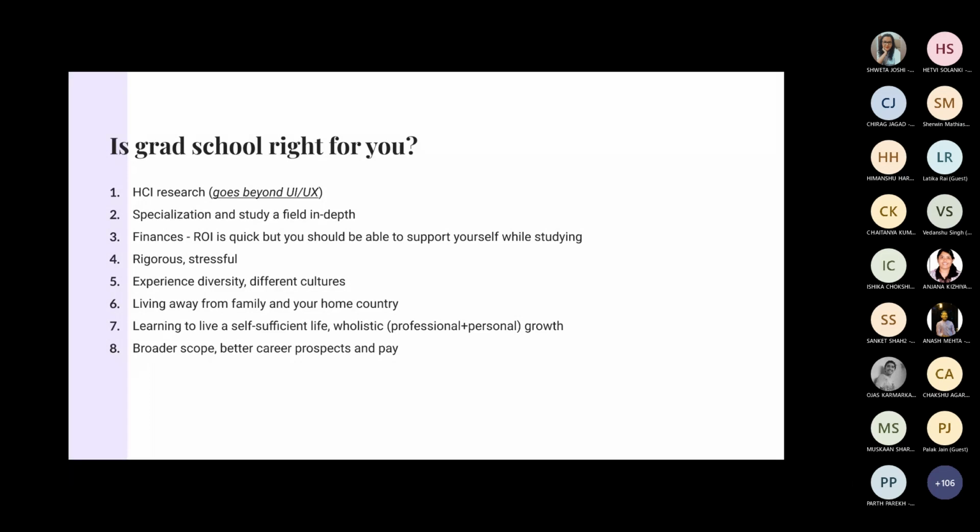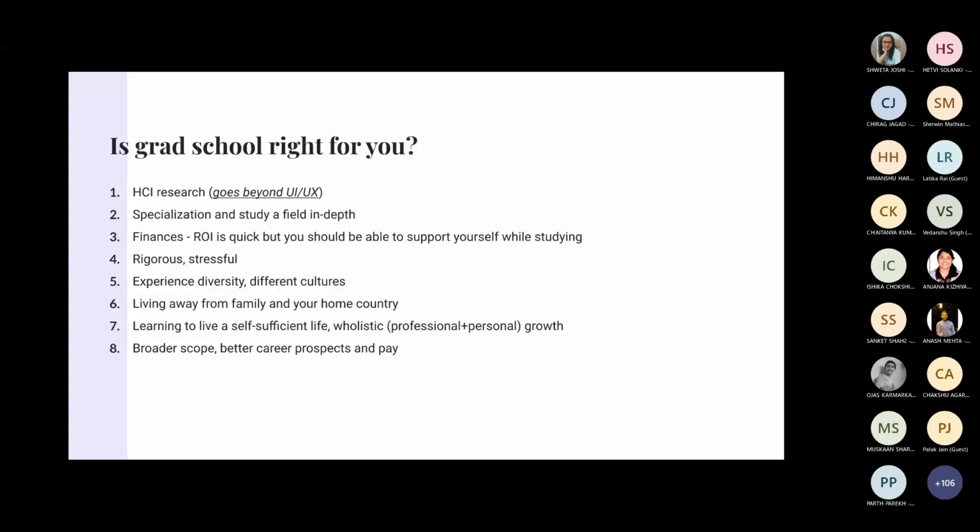It's really important for you to know that a degree in HCI goes beyond UI UX. UI UX is something we weren't even taught in the 2 years of our degree. It's something you always do on the side. HCI research is a lot more about research areas, which I'll cover briefly later, but it's not UI UX. So again, if you want to specialize and study this in depth, that's when you would want to do this degree.